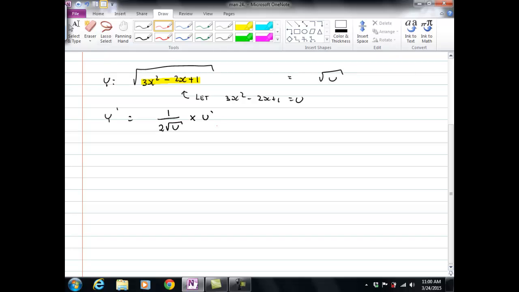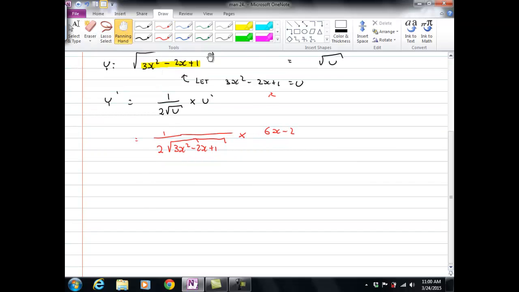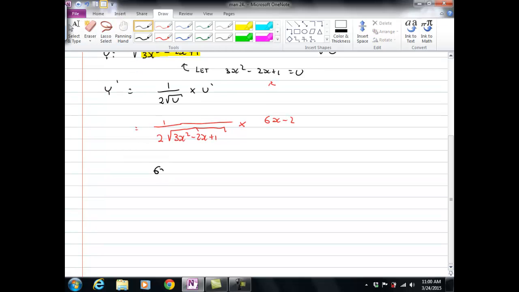Well, u prime really is, so let's rewrite this properly, 1 over 2 root of 3x squared minus 2x plus 1, times the derivative of this right here, which is actually 6x minus 2. See what I did? And that's the whole process of chain rule. You work outside, and then you take the derivative of the inside. So this becomes 6x minus 2 over 2 root of 3x squared minus 2x plus 1.